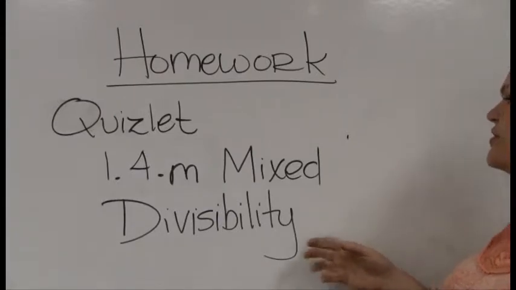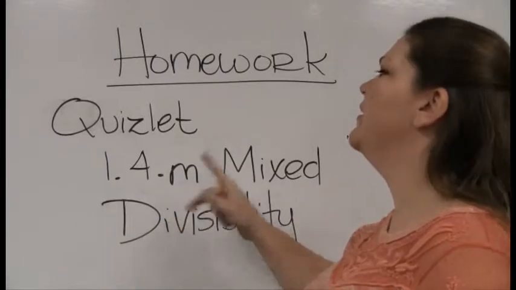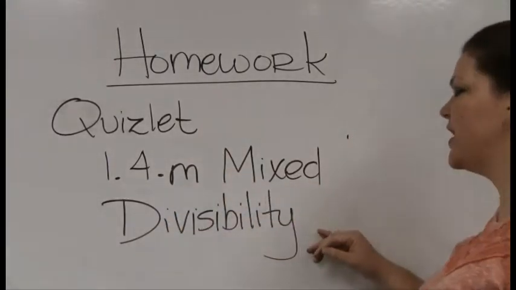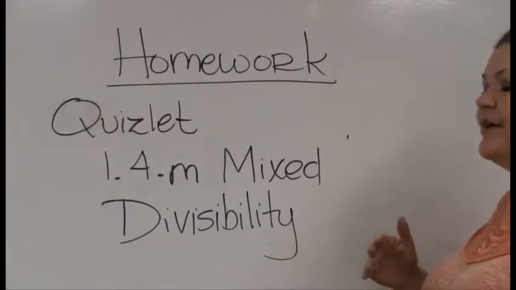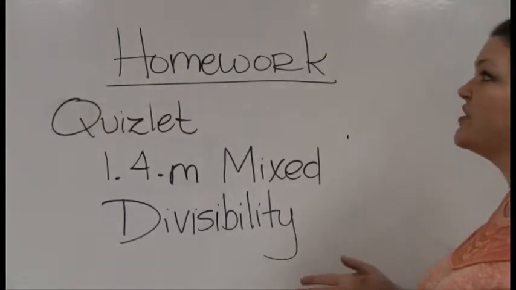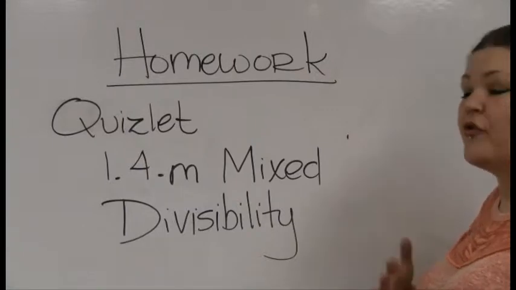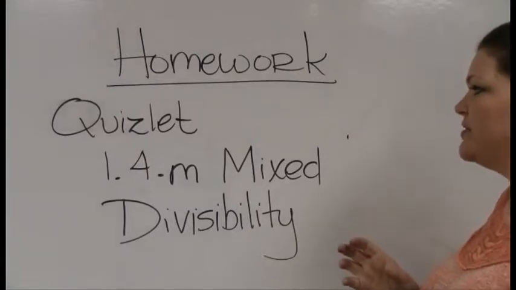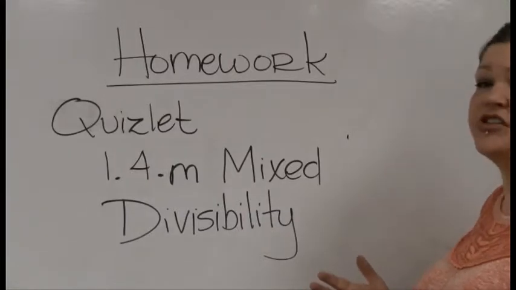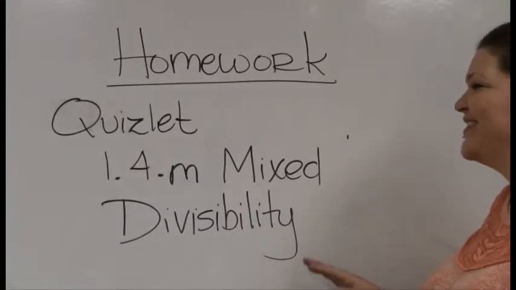So what you need to do is you need to go to set 1.4M in Quizlet. This one's mixed divisibility. I've got all the tricks all mixed up. 2's, 3's. There's divisibility even for 7's. So use all our rules. Try flipping back and forth between the tricks. See if you can really get them down. And remember, guys, if you forget your trick, there's always long division. Okay, have fun.